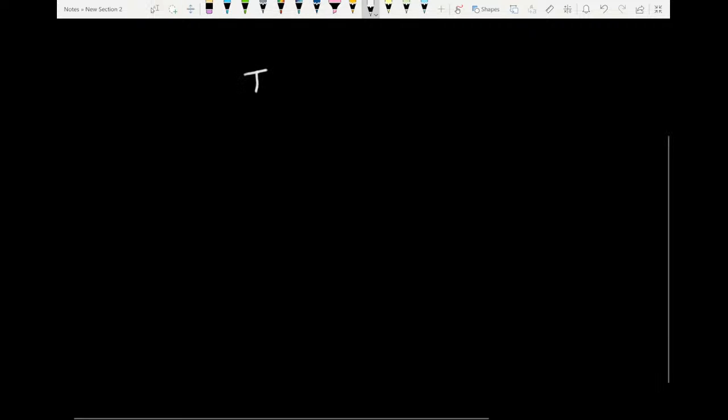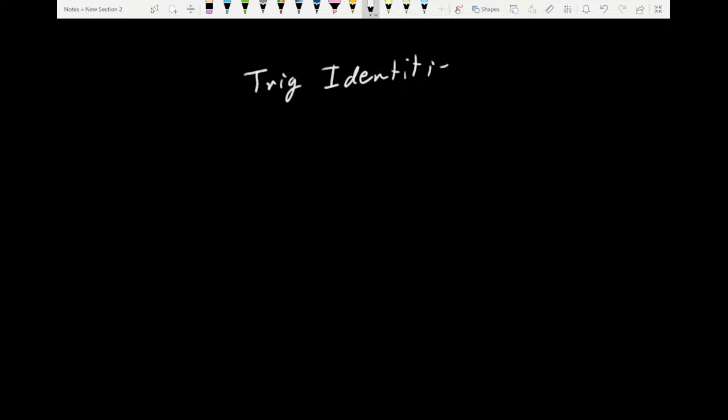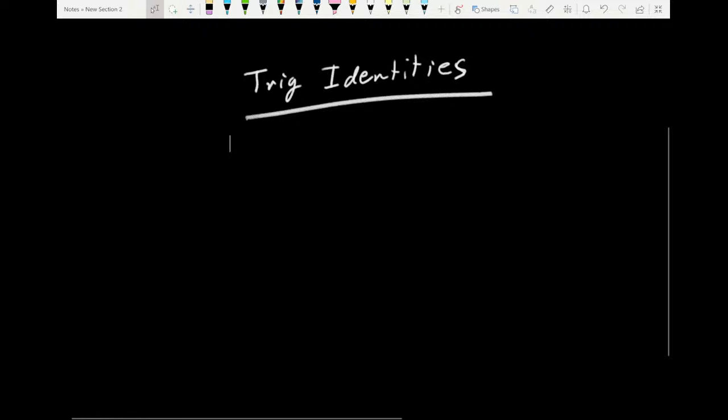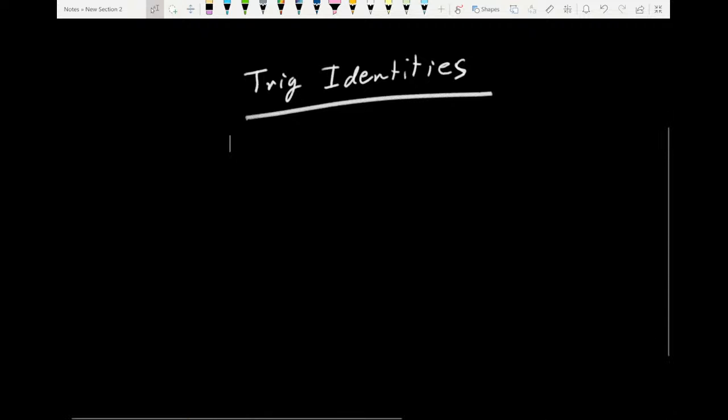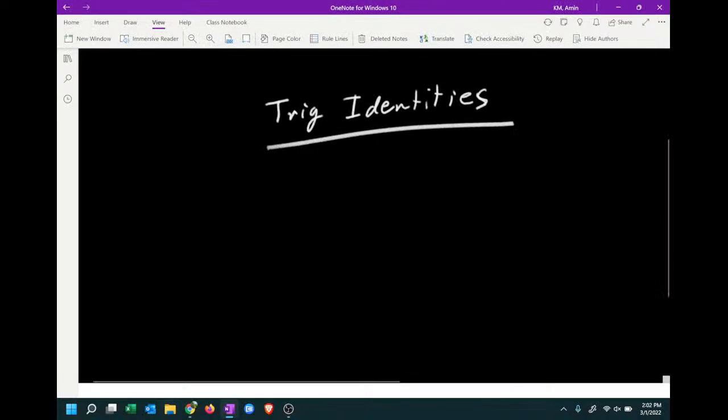We're going to look at trig identities. For that, instead of me writing down all of the trig identities, I want you to go to my website and look at that page. I'm going to take you to my website, and we're going to use this page right over here.